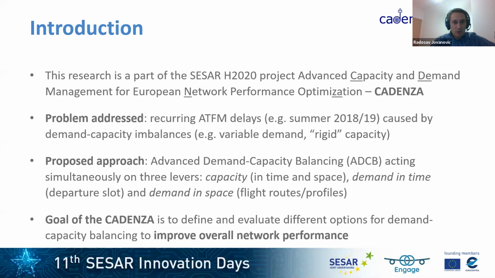In Cadenza, we are trying to further improve some of the methods and models which we were originally developing in the Cocta project, and try to come up with some new ones. So by acting simultaneously on 3 levers. So by trying to impact capacity in time and in space, and also on the demand side. So moving demand in time in terms of ground departure slots, as already the case today in Europe, and also by moving demand in space. So trying to do some smart and intelligent and network-oriented actions on both sides of the inequality in order to come up with an outcome that is more acceptable in terms of network performance.